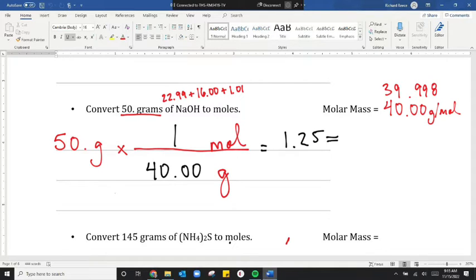How many sig figs do I have to have in my answer here? Yeah, I should have 2 sig figs because I started off with the 5 and the 0. That's 2 sig figs. So what would that round to? 1.3. That's 1.3 moles of NaOH for my final answer.